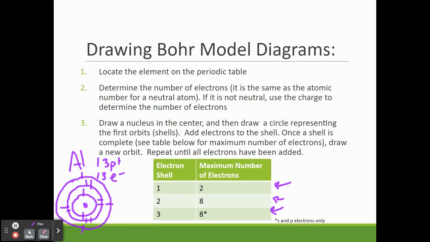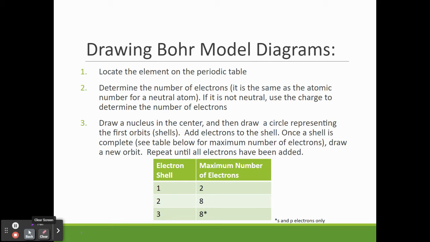Let's do one more example together. Let's do the Bohr model for carbon. Carbon has 6 protons. Its atomic number is 6, which means neutral carbon has 6 electrons. For the Bohr model, I'm going to start by drawing the nucleus. We need 6 electrons total. My first energy level can hold 2. My second energy level can hold up to 8, but I only need 4 more. So I'm going to draw 1, 2, 3, 4 electrons. So that would be the Bohr model for carbon.